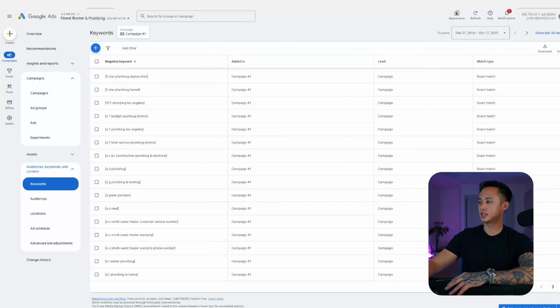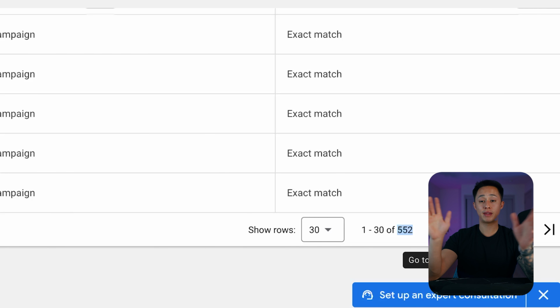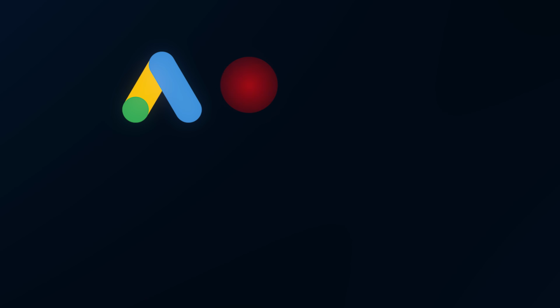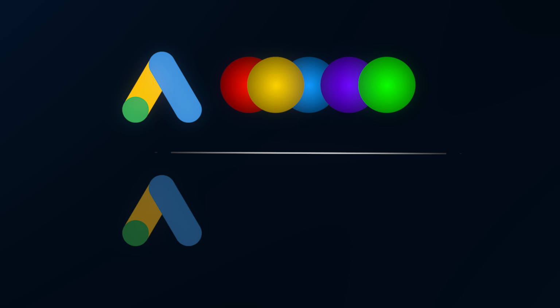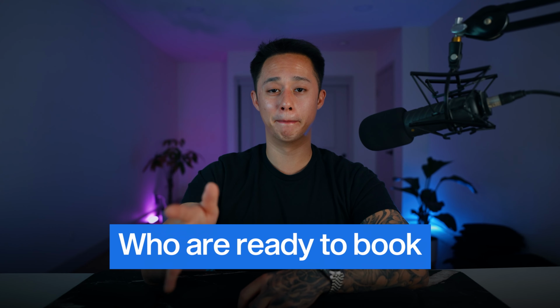So we want to be adding negative keywords. It's so important, okay? As you can see here, this campaign has 552 negative keywords. Now, you might think that sounds like a lot, but Google is the #1 search engine in the world. And what that means is people are searching for all types of things. And on top of that, Google is more than happy to blow through your budget by giving you all sorts of clicks and traffic. So we don't want that. We want to maximize our dollar. We want great traffic coming in, okay? We don't want to be paying for irrelevant traffic. We don't want people clicking on our ads looking for another company, looking for a different service, who don't know who we are. We don't want that. We want people who are ready to book, call us, right?